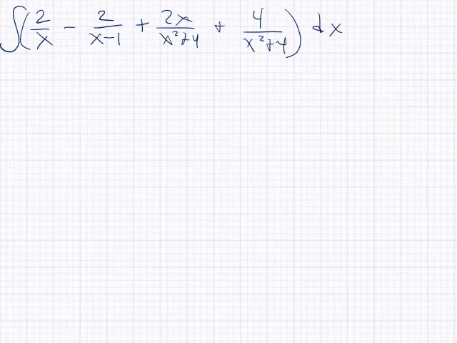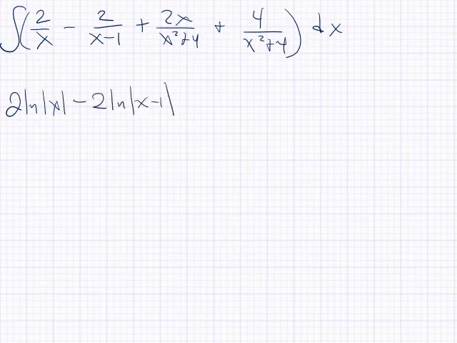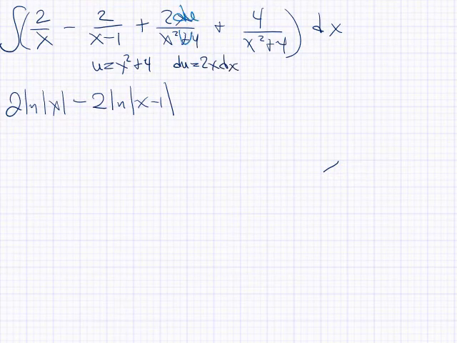So logarithm for the first one, 2 log x. Logarithm for the second one, 2 log x minus 1. This is going to be a logarithm as well, but because of u substitution, if I let u equal x squared plus 4, du is 2x dx, and so what do we get here? Du over u. That's a logarithm integral, so I'm going to get log of u, which was x squared plus 4.